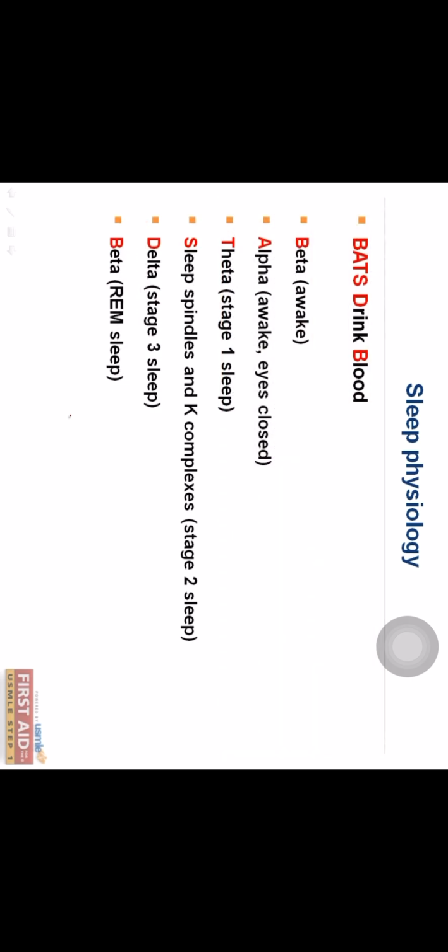A great mnemonic to help remember all of the changes seen in the EEG during the sleep cycle is, at night, bats drink blood. And you can see that BAT stands for beta, alpha, theta, sleep spindles, then you have delta and beta, and you're basically just going through the stages of sleep.